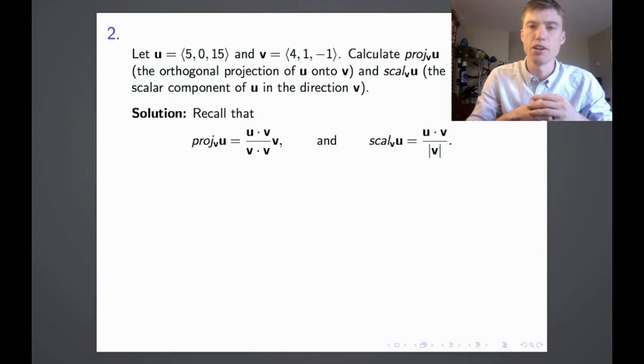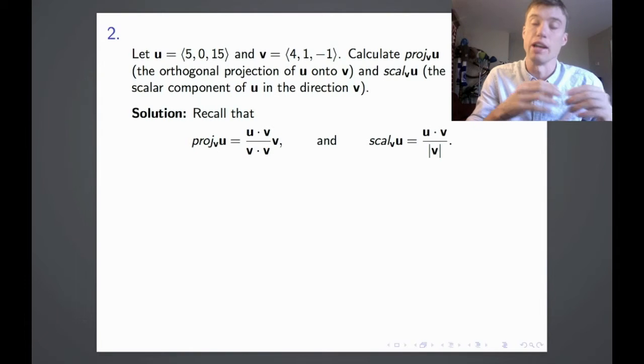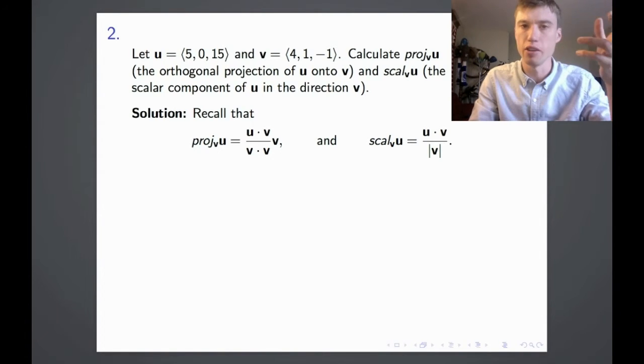The projection of u onto v and the scalar component of u in the direction of v allow us to consider non-standard coordinate systems. And that can be really useful for all sorts of physical applications. But let's just now return to the mechanics of calculating these. Well, one is a vector and the other is a quantity. So what do we need? We need u dot v, we need v dot v, and we need the magnitude of v.